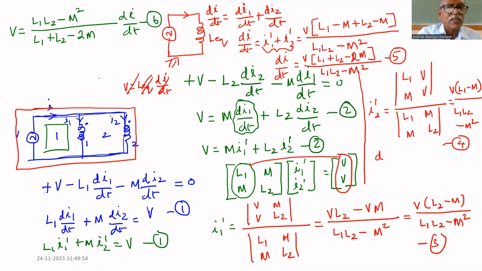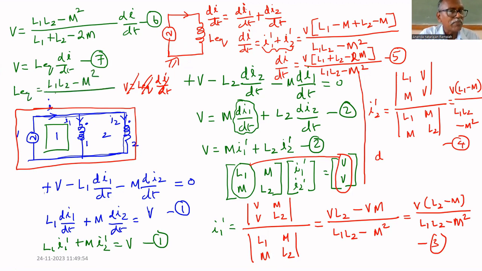This is the equivalent circuit. For that, V equal to L equivalent di by dt. This is the seventh equation. Comparing sixth and seventh, L equivalent equal to L1 L2 minus M square divided by L1 plus L2 minus 2M.